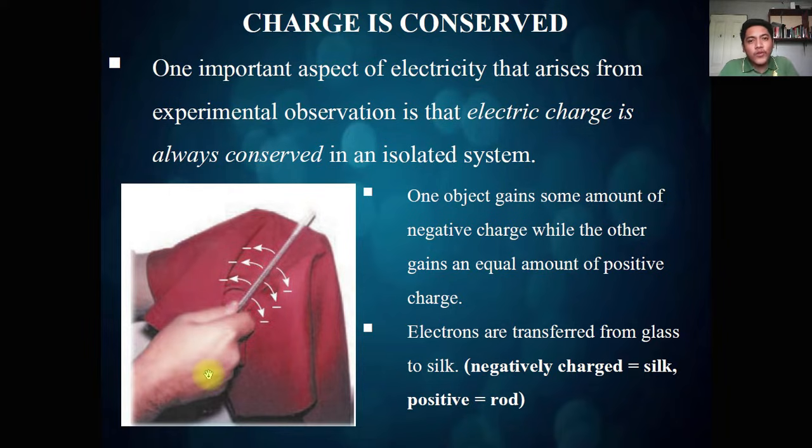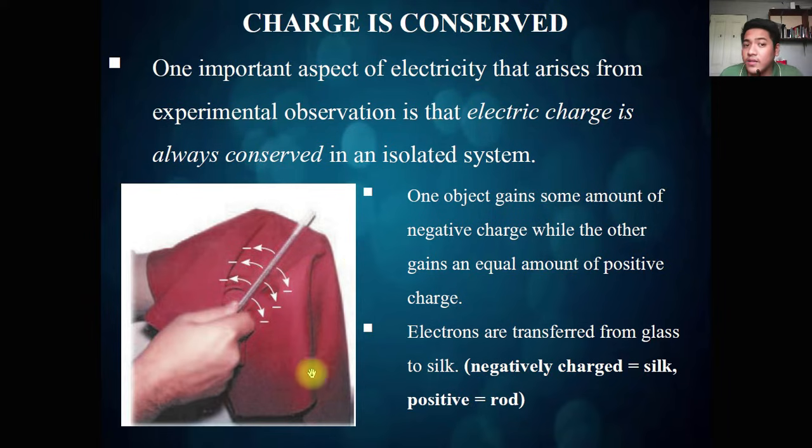After the rubbing process, after the charging by friction, since the glass rod loses some electrons, the glass rod becomes positively charged. Why? Because it gave its electrons to the silk. So there is an imbalance between the number of protons and electrons in this glass rod. We call that the rod is positively charged.